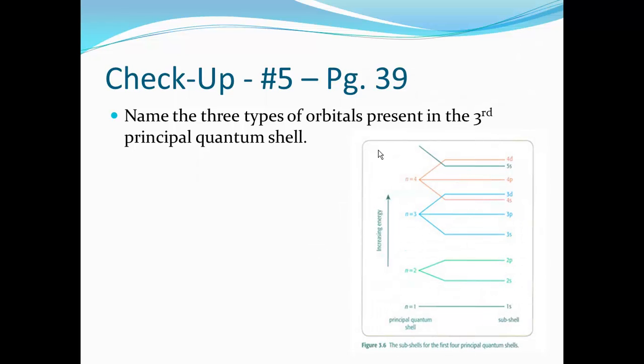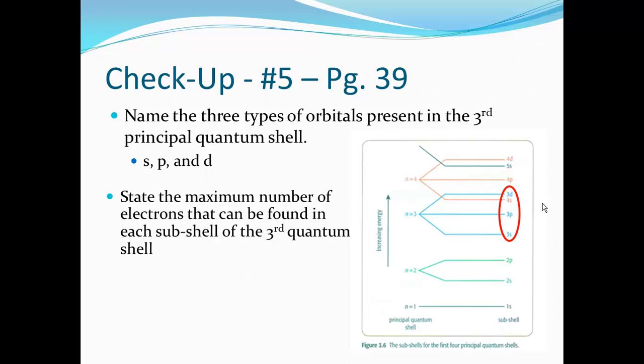Alright, name the 3 types of orbitals present in the third principal quantum shell, so the third energy level. So looking on the chart, you have n equals 3. So the 3 types of orbitals will be your 3s, 3p, and 3d.